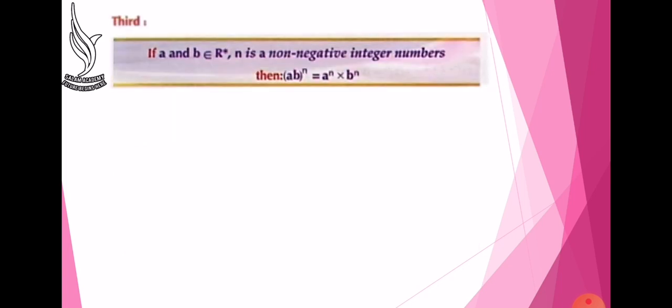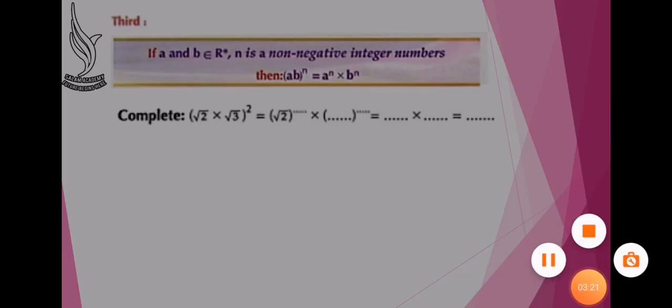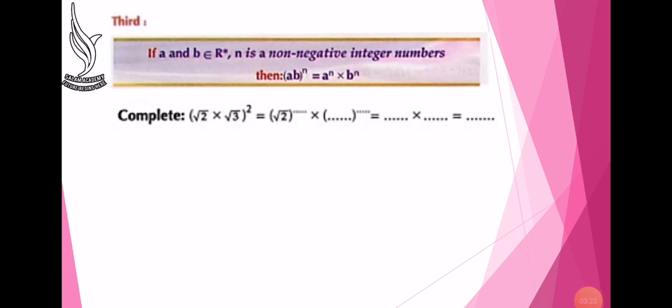Third rule, if A and B belong to R star, N is a non-negative integer number, then (AB)^N equals A^N times B^N. We can distribute the power. For example, (root 2 times root 3)^2 equals root 2^2 times root 3^2. Root 2^2 equals 2 and root 3^2 equals 3, so 2 times 3 equals 6.